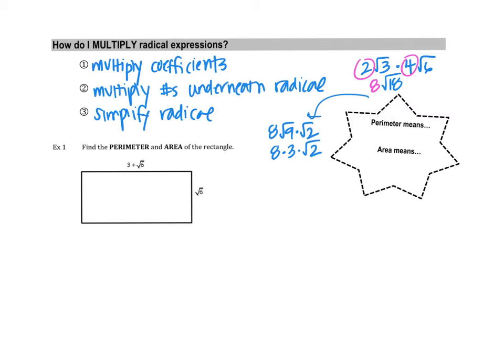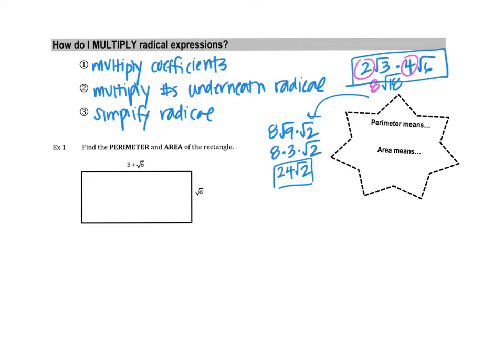Again, I can still multiply my coefficients up front, so that would be 24 root 2 as my final answer. So that's what we're focusing on today. Taking an expression such as this, combining the coefficients out front, numbers underneath the radical, doing a little more simplifying, and then ending up with 24 root 2.